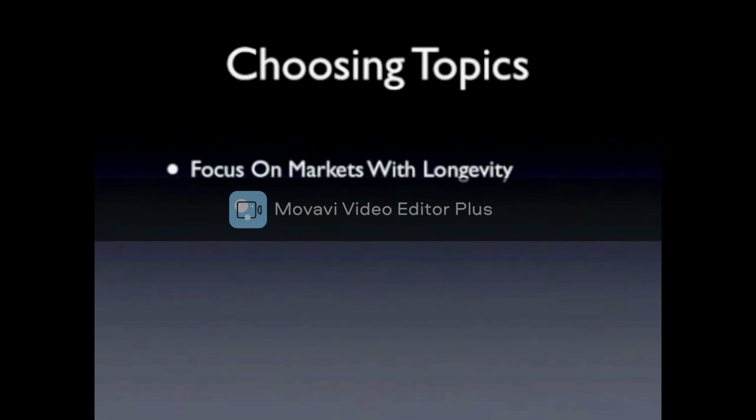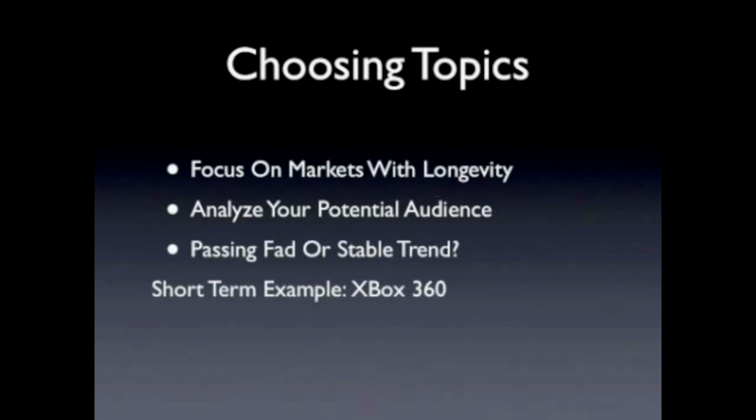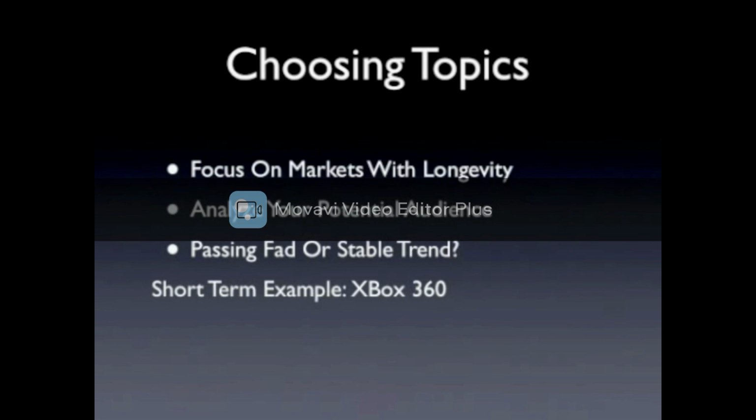Analyze the market that you are considering focusing on. Does it consist of people who are likely going to solve their problems quickly, leaving little reason to subscribe to your list? Or is your market based on a passing fad rather than a stable trend? Example: creating a mailing list on a product that is likely going to be outdated or replaced with a new version in a short period of time, such as the Xbox 360 or the Wii.